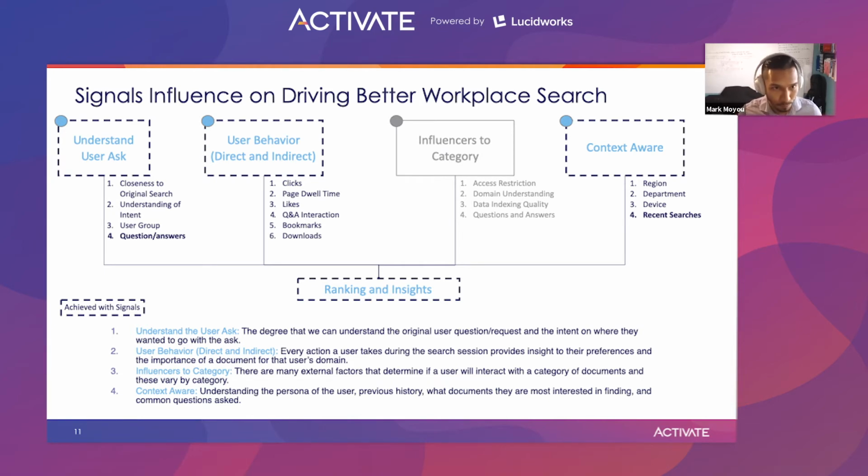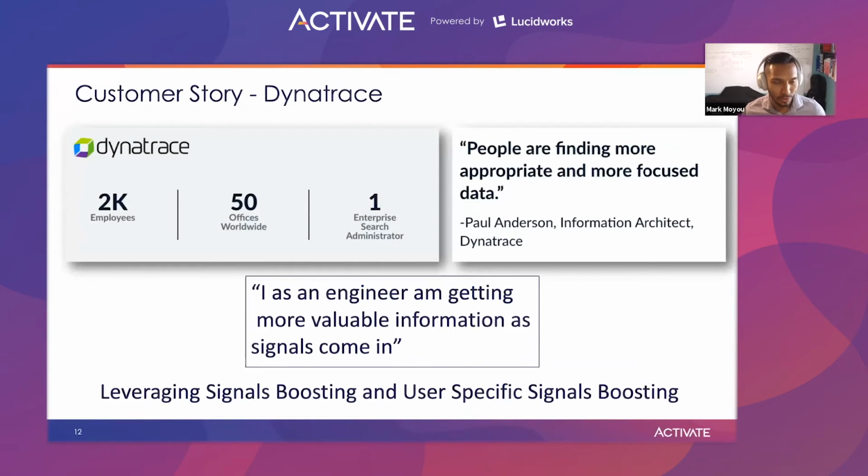Customer story, Dynatrace. There was one search architect there who implemented the entire search on Fusion, which is quite incredible. And he did it all on his own with very little support. The two or three things I want you to focus on here are that he was using signal boosting, and he applied it to user-specific boosting to make sure that people had all of their personalized results. And ultimately, people were finding better documents. And lastly, he was getting a lot of valuable information to continue improving his search through signals.